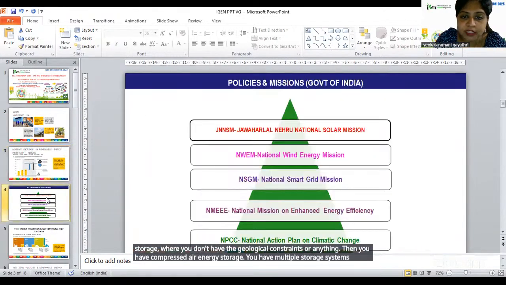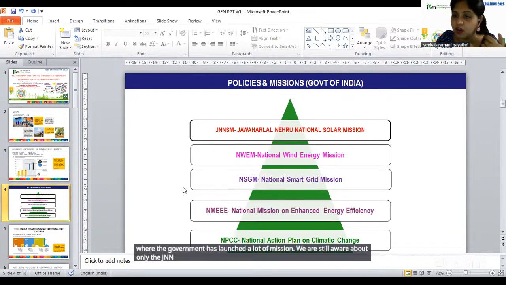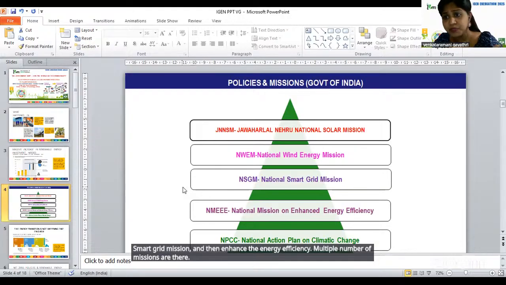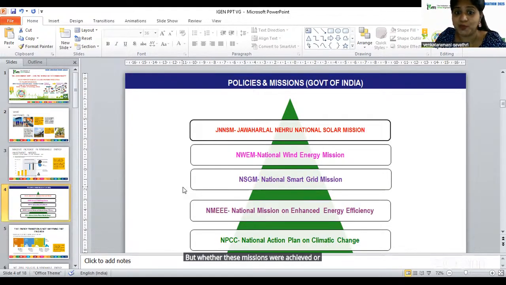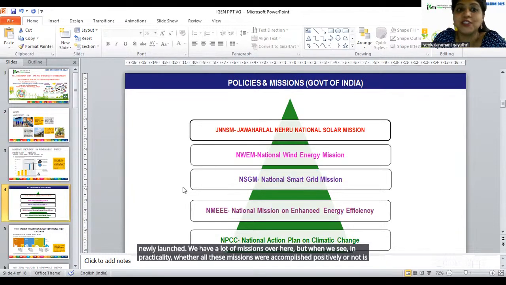That's why the government has launched a lot of missions. We are still aware of only the JNNSM. After that, the government has given the wind energy mission, smart grid mission, and then enhanced energy efficiency. Multiple missions are there. But whether these missions were achieved or not is the next question. We even have an electric vehicle mission, and a hydrogen mission is newly launched. We have a lot of missions here. But when we see in practicality, whether all these missions were accomplished positively or not is the biggest question. It has not been accomplished.